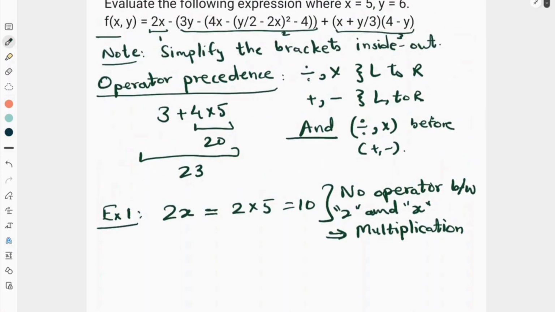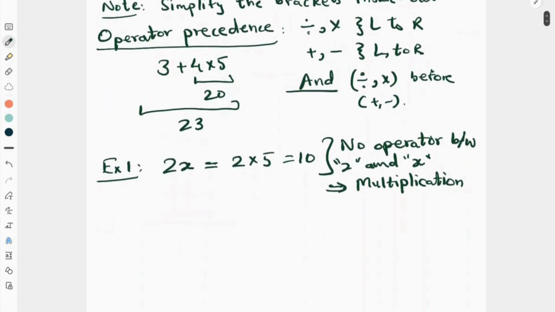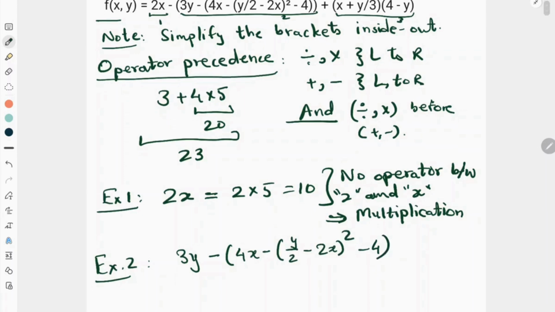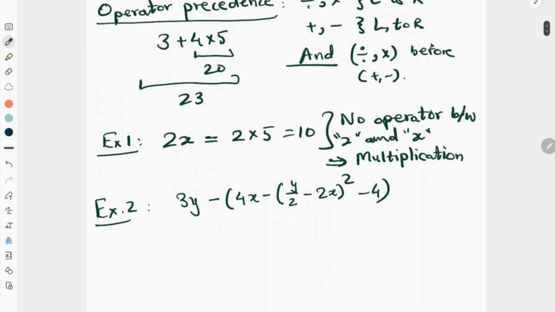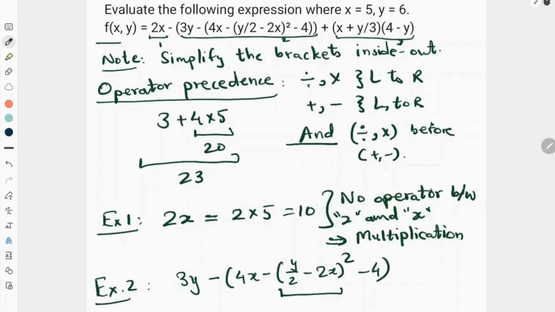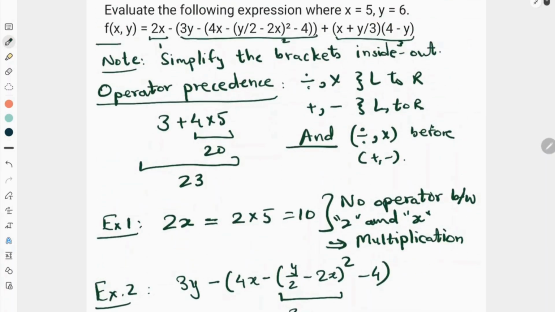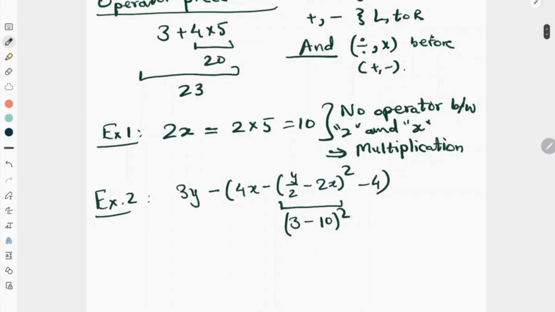So okay, now let's talk about the meat of the problem, which is the complex looking second expression. Expression 2 is, let's write this down carefully, 3y minus 4x minus y by 2 minus 2x square minus 4. It looks complex, but it's doable. So as usual, solve from inside out. This is the innermost expression. What is y divided by 2? y is 6, so y divided by 2 is 3, minus 2x, x is 5, 2x is 10, 10 minus 3 is 7, 7 square is 49.